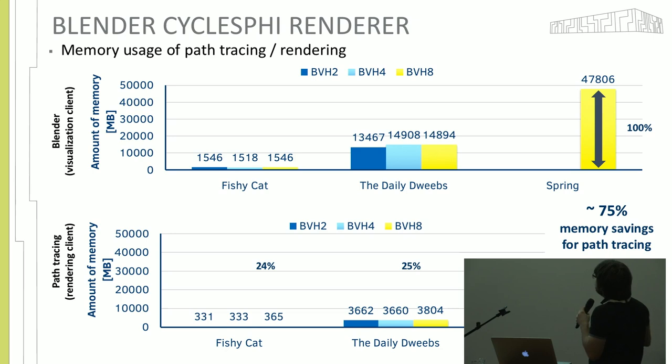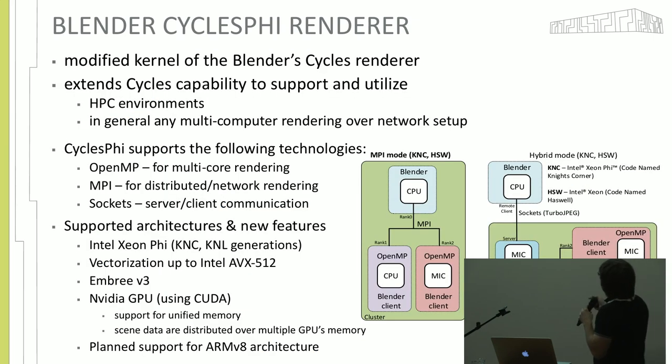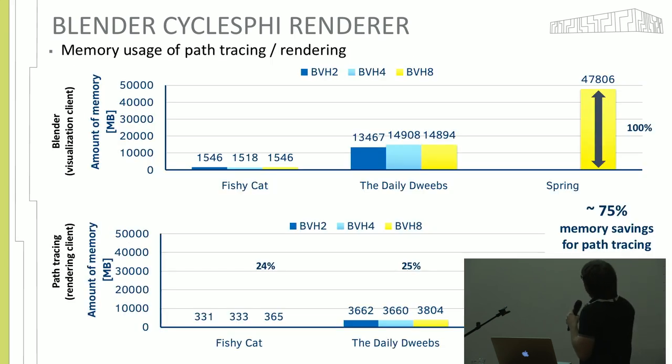This is crucial because the accelerators that we have in our center, the Xeon Phi, have 16 gigabytes of memory, and if we wanted to use them for the rendering, this actually allows us to use them instead of using a CPU only with 64 gigabytes of memory per node.